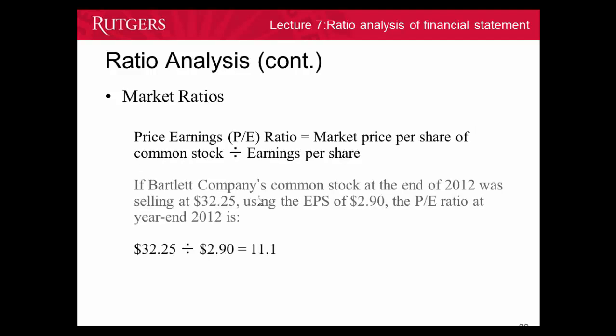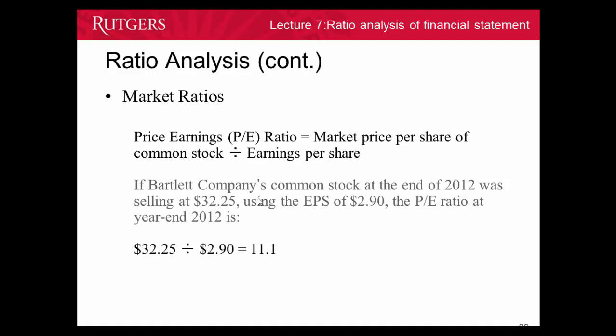Now the last group of ratios is market ratios. The first one is the price earnings ratio. In general, a higher PE suggests that investors are expecting higher earnings growth in the future compared to companies with lower PE. The PE is sometimes referred to as a multiple because it shows how much investors are willing to pay per dollar of earnings.